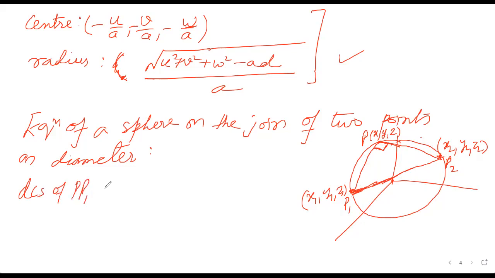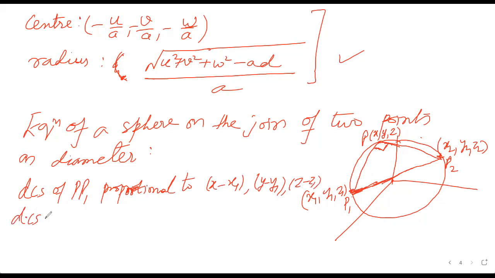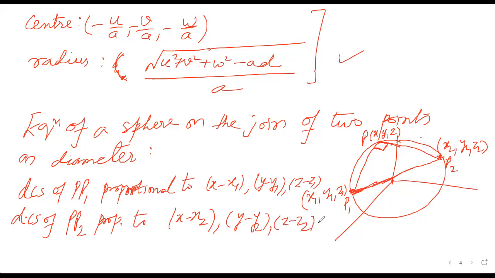Now, the DCs of PP1 are proportional to x1 minus x, y1 minus y, and z1 minus z. Yes, इसके proportional होंगे x minus x1, y minus y1, and z minus z1. Similarly, the DCs of PP2 are proportional to x minus x2, y minus y2, and z minus z2, respectively.